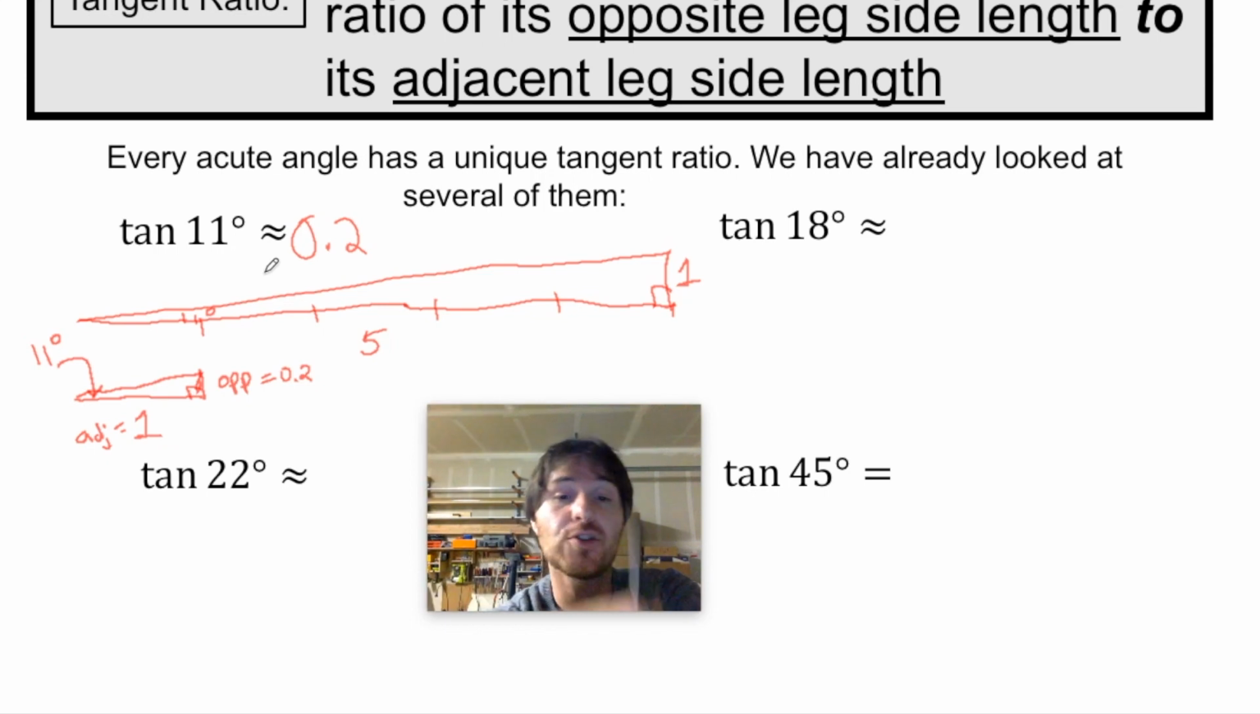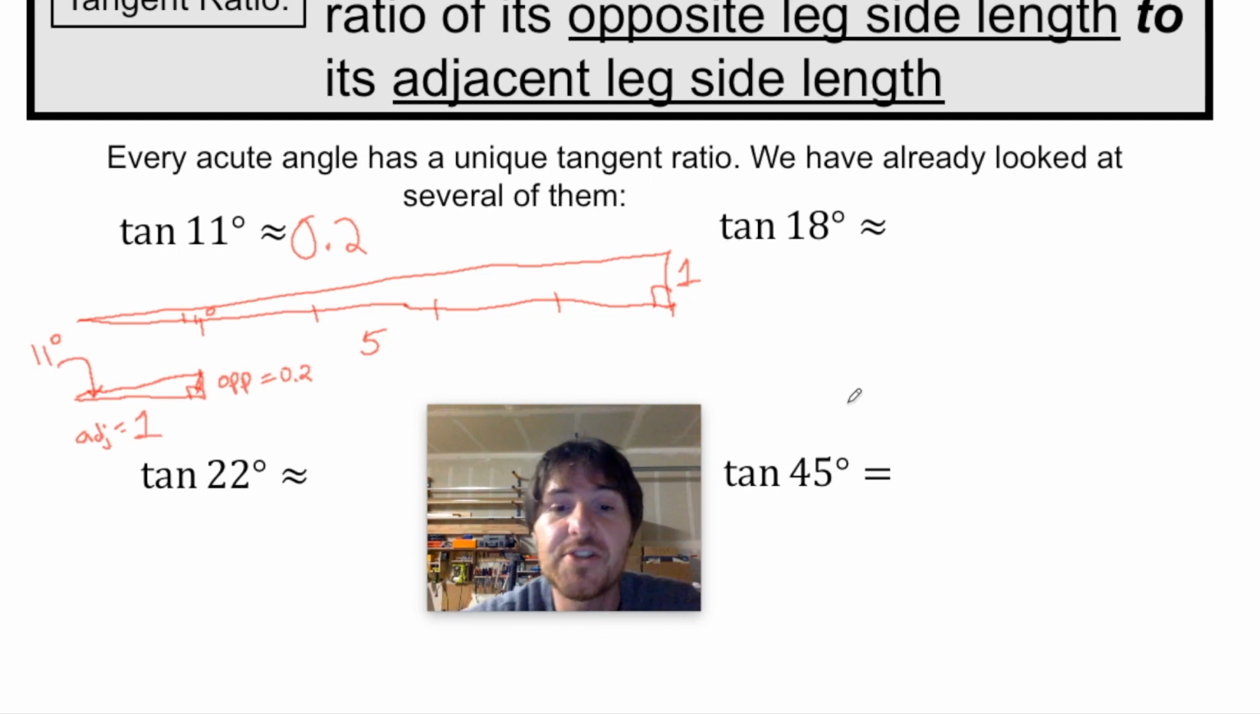So tangent ratios are set up through some fancy math. But for ours, it appeared it was 1/5. It's approximately that, approximately 0.2. But we'll get to the exact answer on the coming slides here. We also looked at a tangent of 18 degrees. Yeah, that's right, we did.